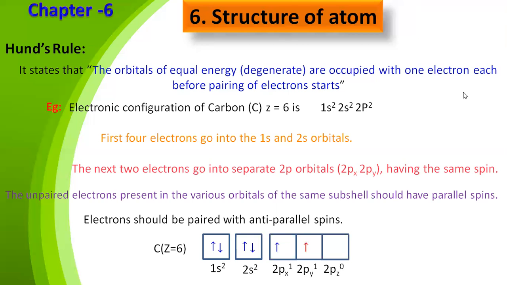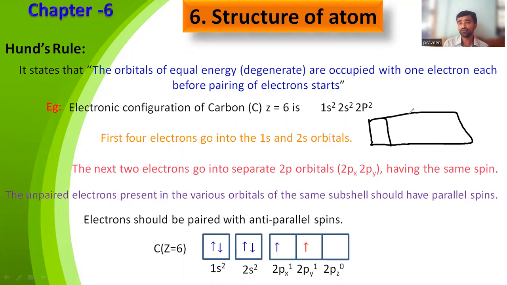Are you clear, everyone? Any confusion? So this is the order we are following. By using this technique, you are able to write any orbital electronic configuration. Suppose 3d. How many degenerate orbitals are found in 3d? 5d, they are what? 5. So the number of degenerate orbitals is 5.